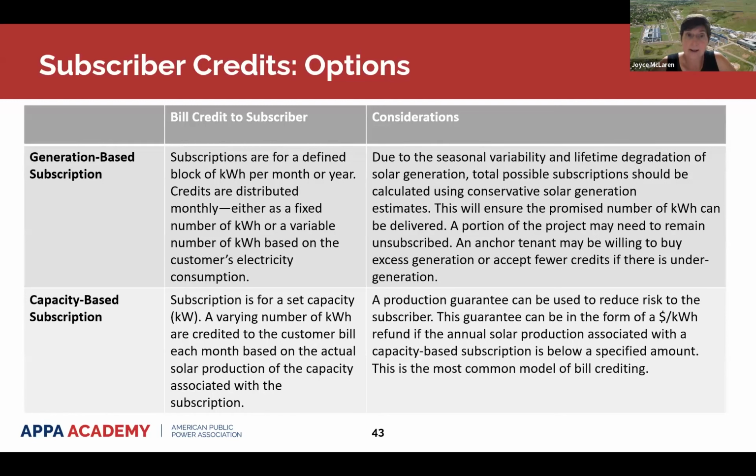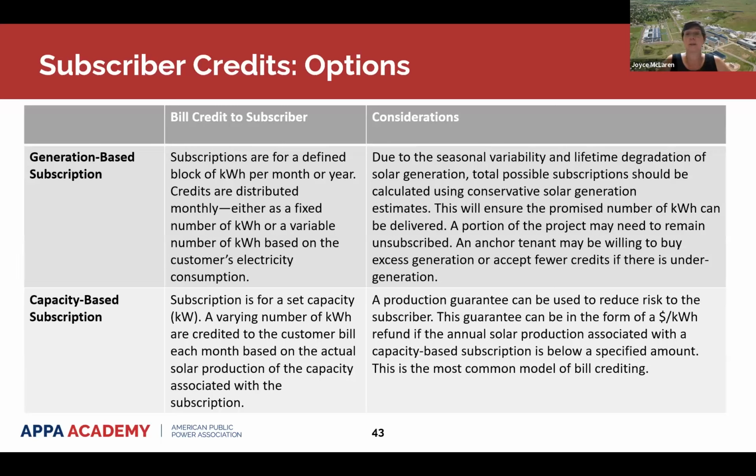So that was about how the customers are paying you. This is about how the customers are getting credited. So there's a number of different ways that you can provide credits for the subscription. The first being a generation-based subscription. So the subscriptions are defined for a block of kilowatt hours per month or per year, however you want to set it up. And the credits are distributed monthly, either as a fixed number of kilowatt hours or a variable number of kilowatt hours based on the customer's electricity consumption.